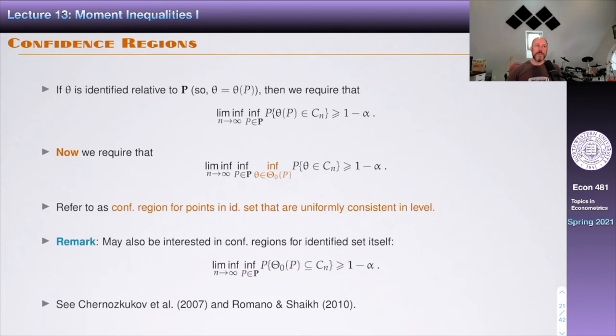The remark is that you may also be interested in confidence regions for the identified set itself. And that will require or amount to having something like this. Okay, and so when you care about the entire set, there are papers that work this out. And when you care about points in the identified set, there are papers that work this out. The literature eventually mostly focuses on this for reasons that we can describe later. But this also got important attention early on. This case typically is more complicated than the other one.